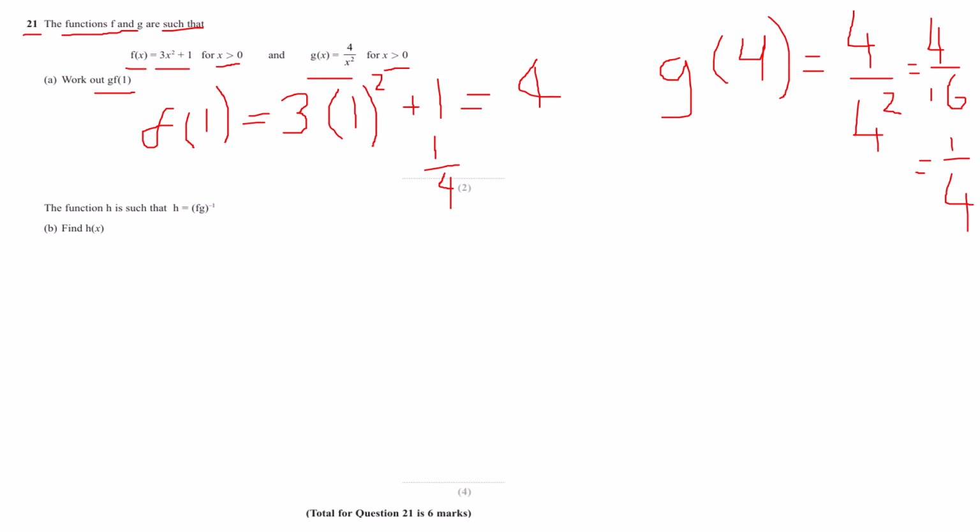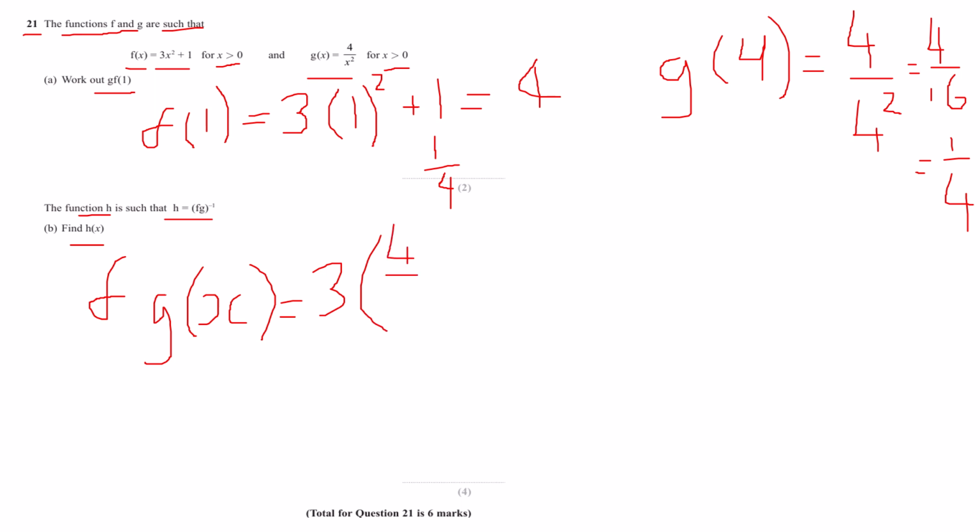Next part. Function h is such that h equals fg brackets to the minus 1, so inverse. Find h of x. So let's work out fg of x first. So fg of x, I take g of x and I plug it into f of x. So now 3 brackets, I'm going to be very, very careful here. Now 4 over x squared, this whole fraction is being squared. Then I'm going to add 1.